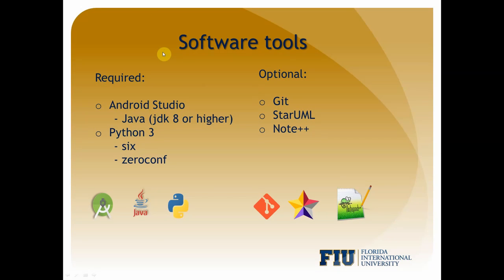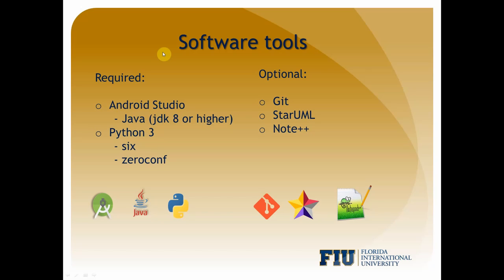Software tools. Here we have two lists, the required software and the optional software. On the required side, we have Android Studio and Python 3. These are the two main pieces of software you need to develop and maintain this application. You need to install Android Studio, and once you install it, you need to download and install the Java JDK, which is an option during the process. For the Java JDK, we need version 8 or higher.